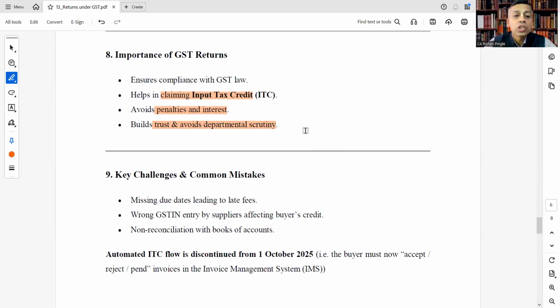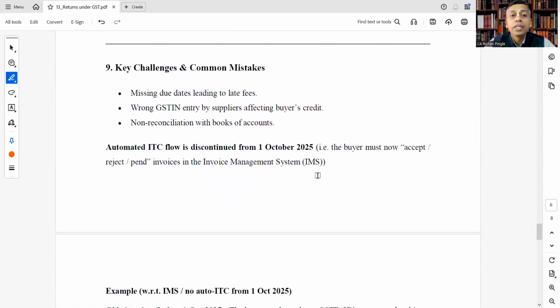So what are the key challenges and common mistakes? Missing due dates leading to late fees. Wrong GSTIN entry by suppliers affecting the buyer's credit. Non-reconciliation with books of accounts will also lead to penalties and procedural impacts from the department later, at the time of scrutiny. So these need to be taken care of.